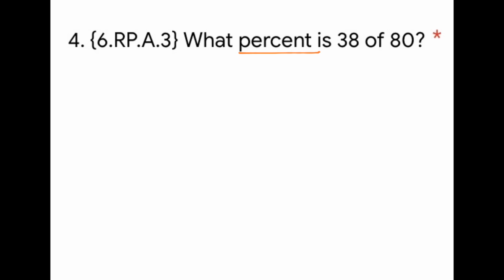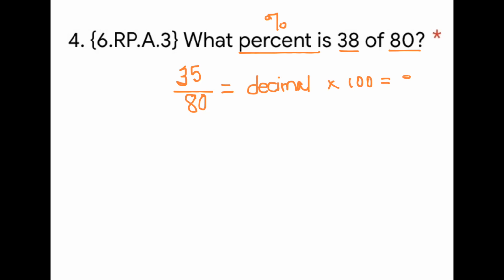What percent is 38 of 80? So here we're looking for our percent. We have 38 out of 80. When we divide, we are going to get a decimal. After we get our decimal, we then need to multiply by 100, and that'll give us our percent.